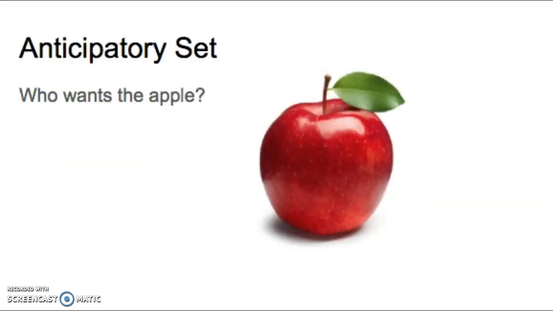The anticipatory set for this lesson is that the teacher will begin by holding up an apple and asking who the teacher should give the apple to. The students will most likely say, "Give it to me, give it to her, give it to us." The teacher will then write down 2 different answers on the board.